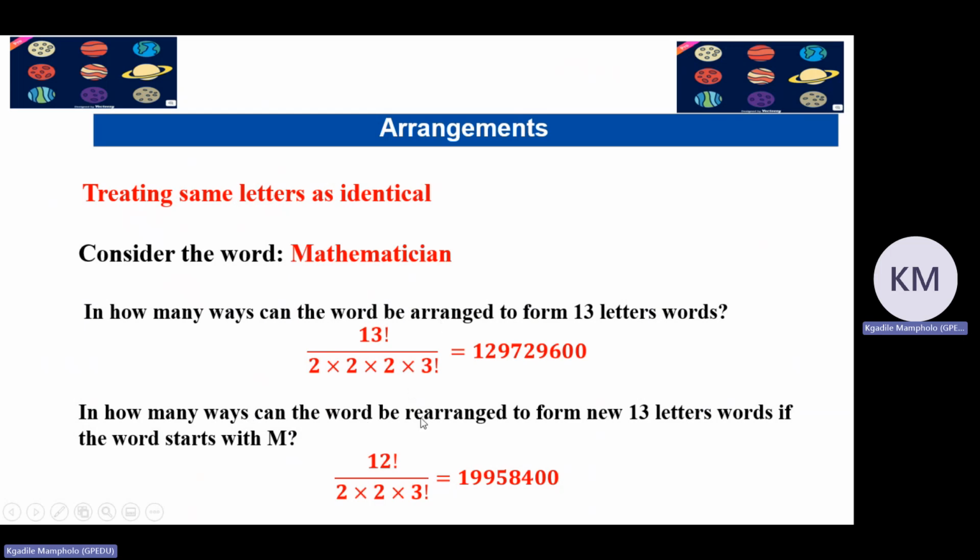In how many ways can the word be arranged to form a 13-letter word if the words start with M? Here, words start with M, so it means M is fixed. So you play around with 12 letters, hence 12 factorial. But because M is fixed, we'll be left with 1 M. Then M is no longer repeating. We'll have only 1 M that we play around with. So in this case T will repeat, hence 2 here. I will repeat, hence 2 here. 3 factorial because A will be repeating.